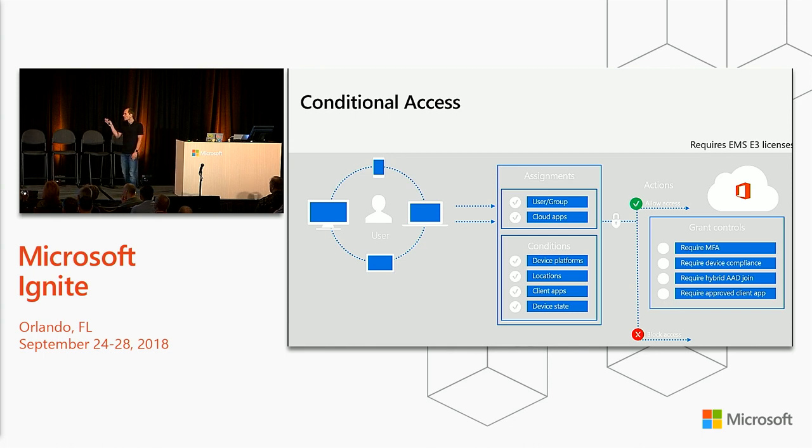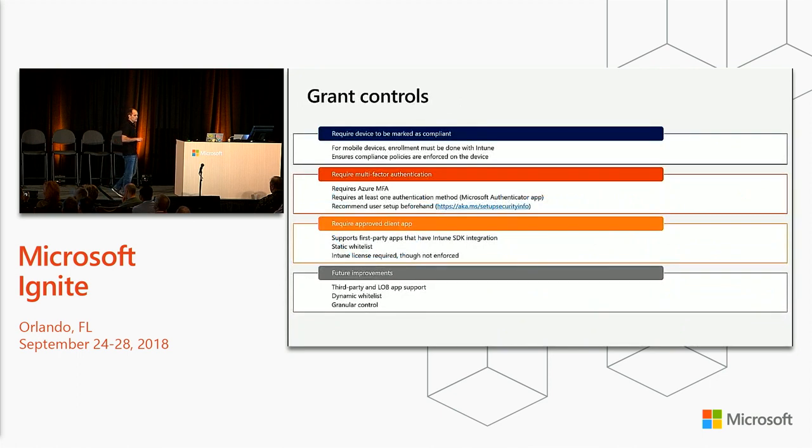And then based on that, we can define an action. Are we going to block access outright, or are we going to allow access? And if we allow access, we can do things like require multi-factor authentication, or we can require device enrollment, or we could require that they use a particular app. Now, what do these grant controls actually do?